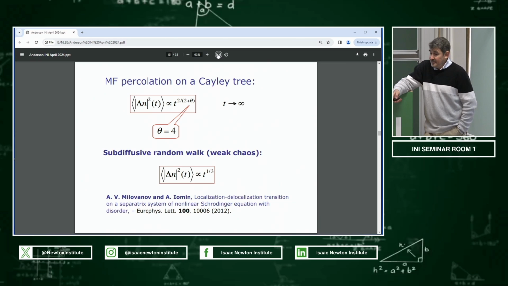And from this we finally obtain a spreading law, because we know how the percolation transition on a Cayley tree occurs. We know the percolation transition, and we know the connectivity of the percolation cluster on a Cayley tree. Then we write the dispersion relation, and the dispersion for random walks on a Cayley tree is just delta n squared as time to the power 2 over 2 plus theta, where theta is the connectivity index, and the connectivity index is known for Cayley trees, and it is 4.